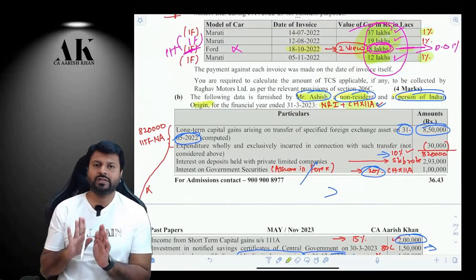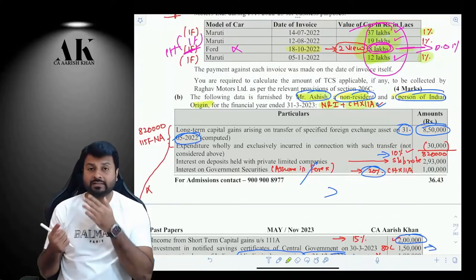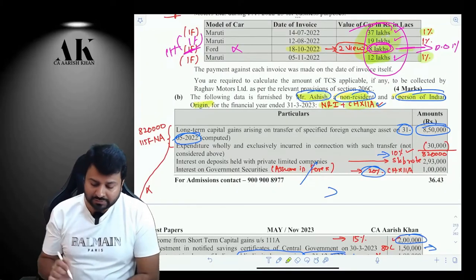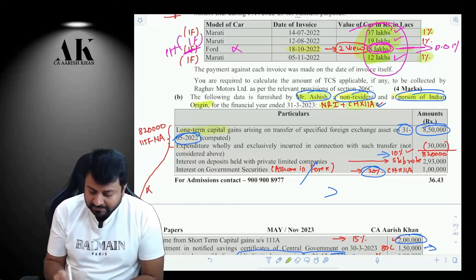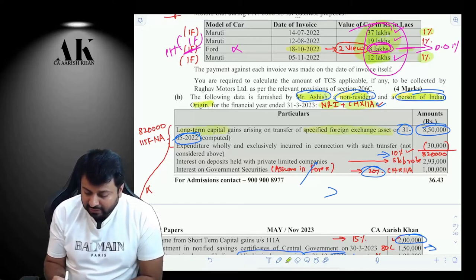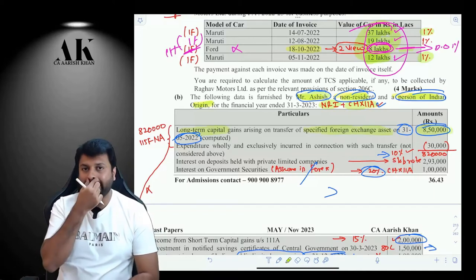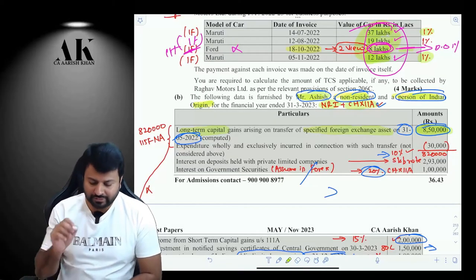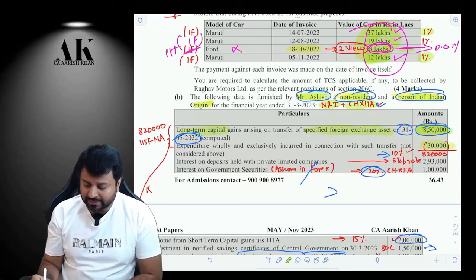In chapter 12A, it's very simple. The long-term capital gains from specified assets and interest and dividend income will be subject to concessional tax rate. Now what is a specified asset? Long-term capital gains from transfer of specified foreign exchange assets will be subject to tax at 10% only. So this 850,000 will be subject to 10% tax, plus you have also incurred the expenses. You can reduce those expenses on transfer also.